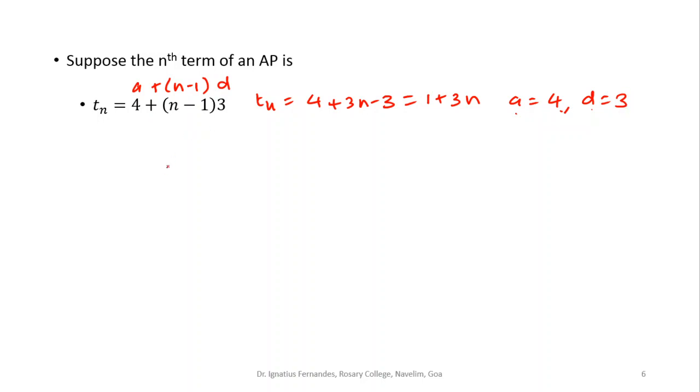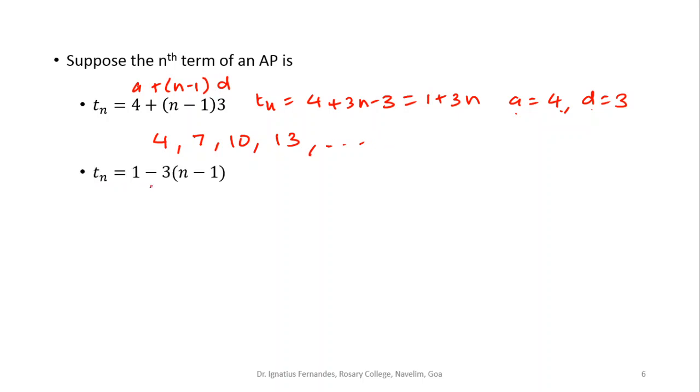So if I have to generate this arithmetic progression, I'll start with the first term, that is a. Next term is 4 plus 3, 7. What will be the next term? 7 plus 3, 10. Next term, 10 plus 3, 13, and so on.